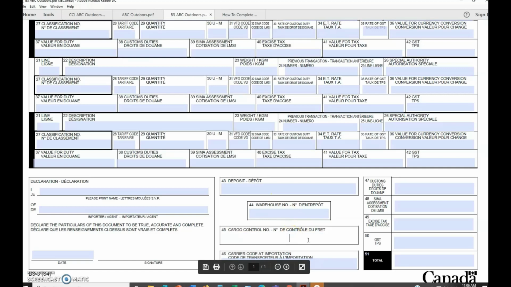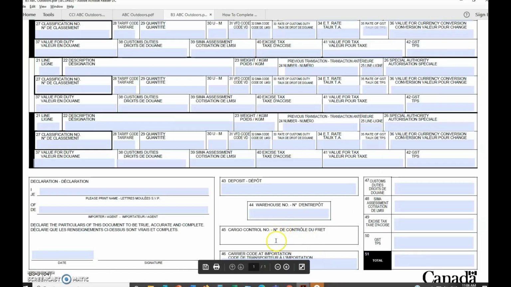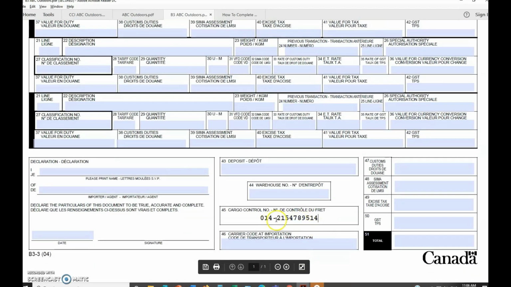The next one that we need to fill out is the cargo control number. You think about it, we need to tell customs, hey, this is the shipment this carrier brought in on this date that this B3 is pertaining to. And we know by the cargo control document of the ABC Outdoor Warehouses importation, the cargo control number was this. So we put it in the cargo control number field. Now don't put any spaces between that.